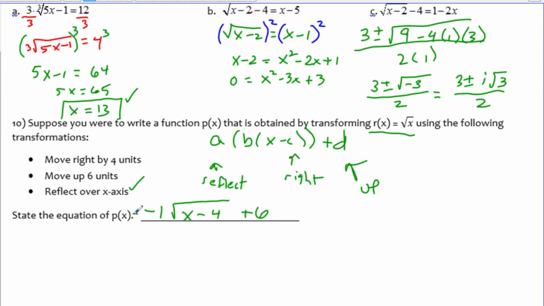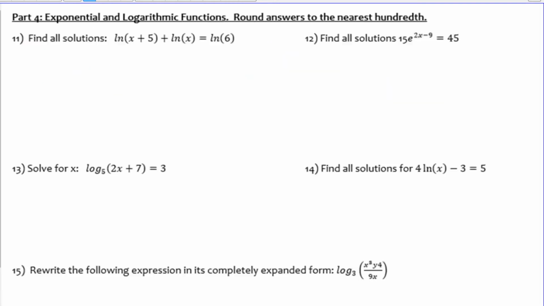So in this case, our p of x equals, and again, we can write this a little bit nicer, p of x equals just a negative symbol, right? We don't have to put negative 1. But I would say this function represents starting with my parent function square root of x and applying these transformations using what we know about a, b, c, and d from transformations, okay?